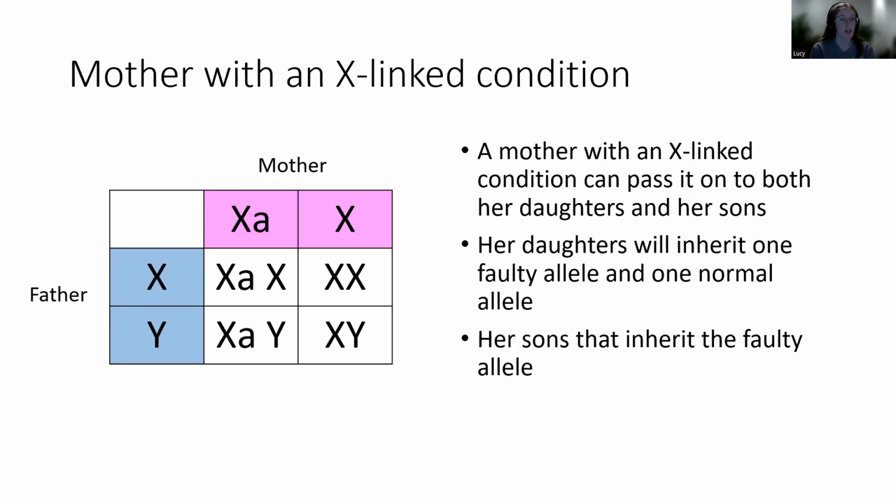Similarly, a mother with an X-linked condition can pass it on to both her daughters and her sons, as you can see from this Punnett square here. Her daughters will be the same as her. They'll have one faulty allele and one normal allele. However, her sons that inherit the faulty allele will probably have the disease, because obviously they don't have another X chromosome.